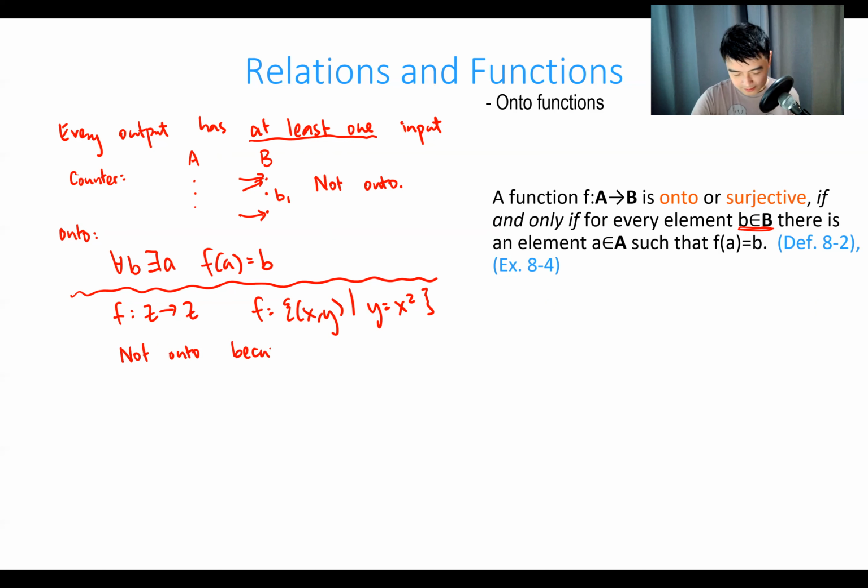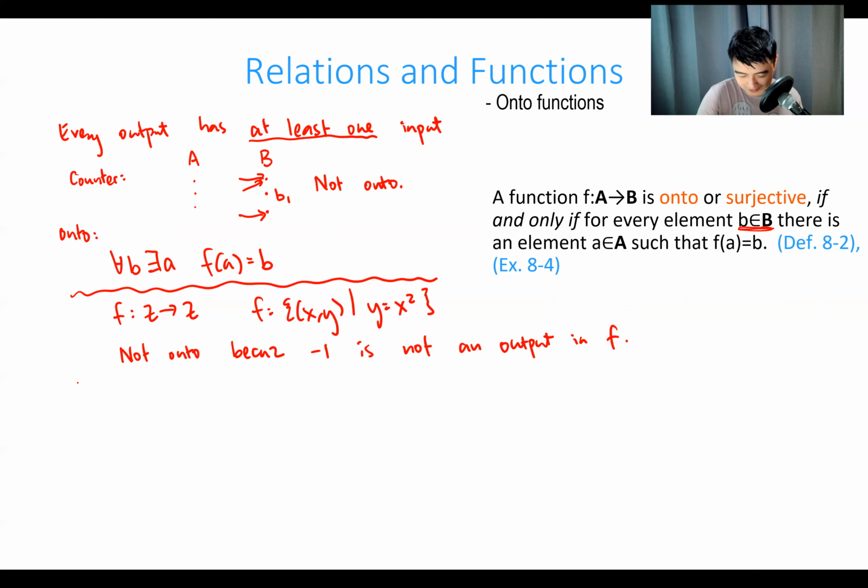The reason is because -1 is not an output in this function. And that's good enough, right? So -1 is never used. All I need to do is find one output, one element in B, that never acts as an output, and then we're done. Now, in the same vein, we can actually say that 3 is never used, so the output 3 is never used. The output 5 is never used. The output 7 is never used, and so on. So in fact, only a very small amount of the outputs are actually used in this function.